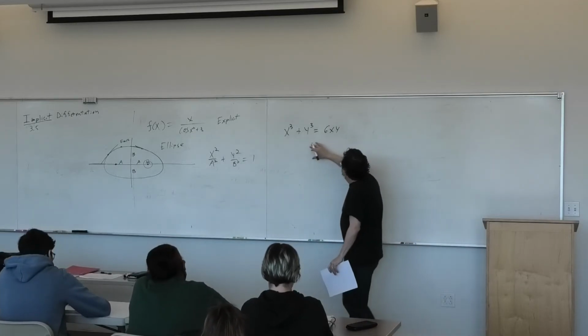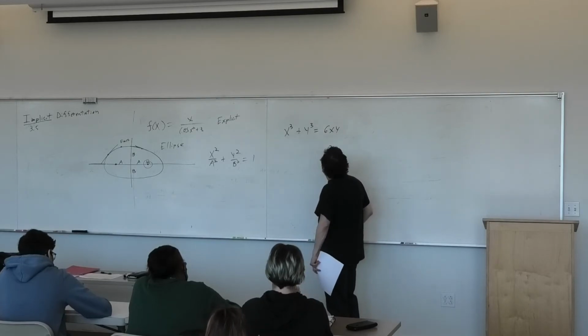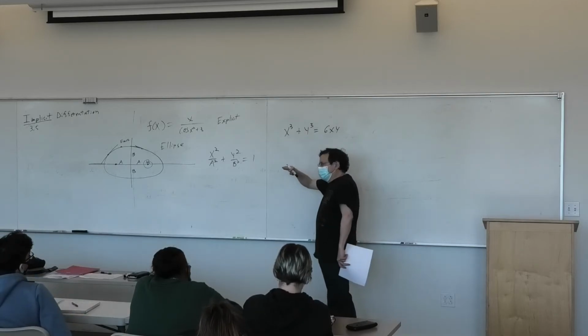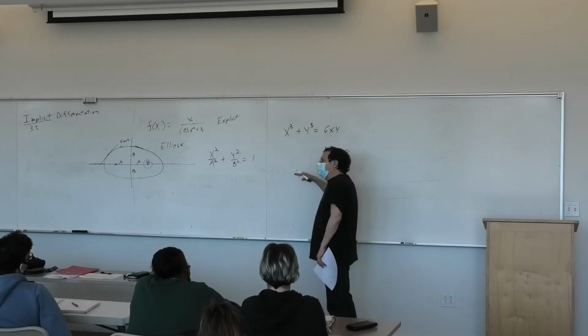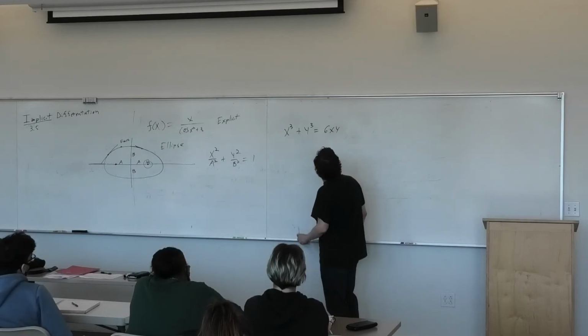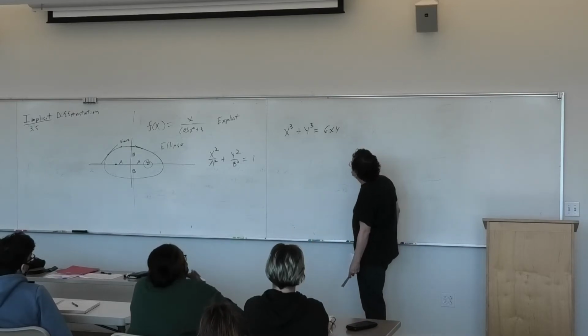And I want to know, for some point on this curve, what the slope is, and then maybe I want to find the equation of that line. And I really don't know what this looks like. I could graph it and see.